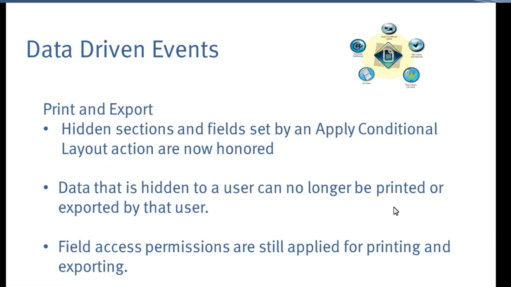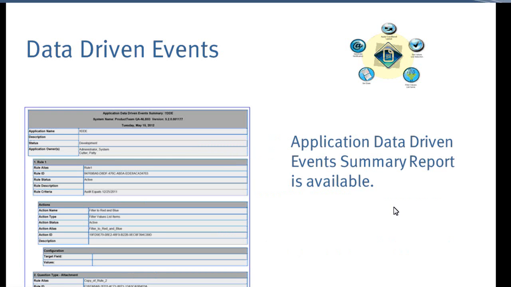There are two features in the 5.2 release for data-driven events. The first is related to the print and export functionality. Sections and fields hidden by an apply conditional layout action are now honored when printing and exporting. This means that a user will not be allowed to print or export any data that has been hidden from them with a data-driven event. The second data-driven events feature is the return of the application data-driven events summary report. This report lists the DDEs within a specified application, as well as the description, rules, actions, and status.